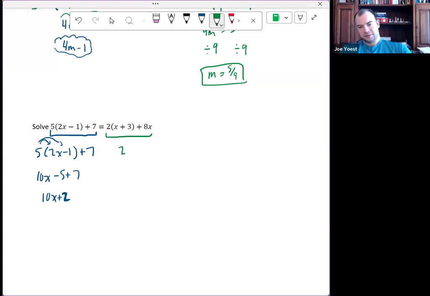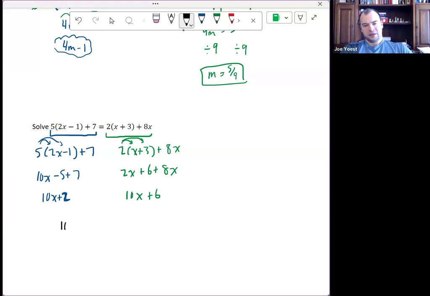The right side, I can distribute the 2, giving me 2x plus 2 times 3, or plus 6, plus 8x, and I see I now have 2 variable terms that can combine together to give me 10x plus 6. And I might notice something interesting happened here. 10x plus 2 equals 10x plus 6.